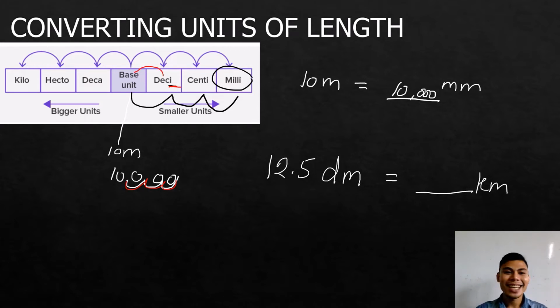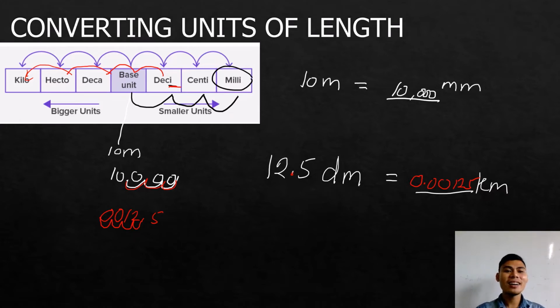1, 2, 3, 4. Four times to the left. So that's what we will do. We will locate our decimal point, which is this, and just move 4 times. 12.5, 1, 2, 3, 4. It's basic pala, sir. Yes, and that's it. That's 0.00125 kilometers. Just like that.